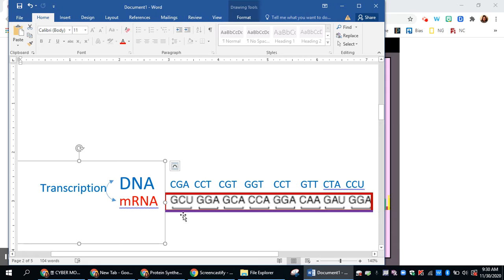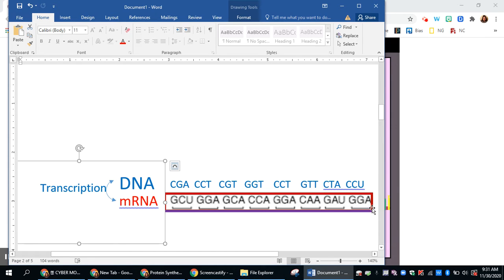So just to review, anytime there's a C, we know that in mRNA there will be a G. Anytime there's a G in DNA, we know there's a C in mRNA. Now, this is where things are different than what we talked about in the previous section. Anytime there's an A in DNA, U is the complementary base for it. However, anytime there's a T in DNA, an A is the complementary base for it.